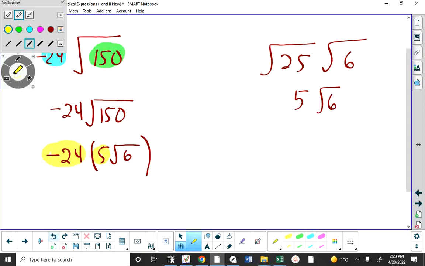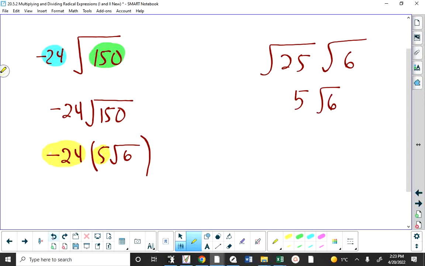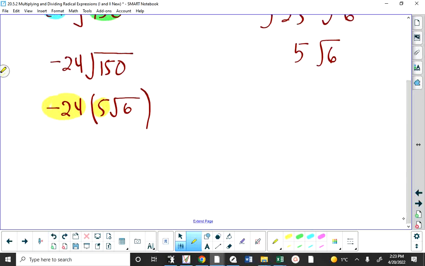So it's almost like you have a checklist at the end. Are all of your coefficients taken care of? Are all of your radicals taken care of? Are your radicals simplified? So now we can multiply negative 24 and 5, which gives me negative 120. Negative 120 root 6. Any questions with that second one?